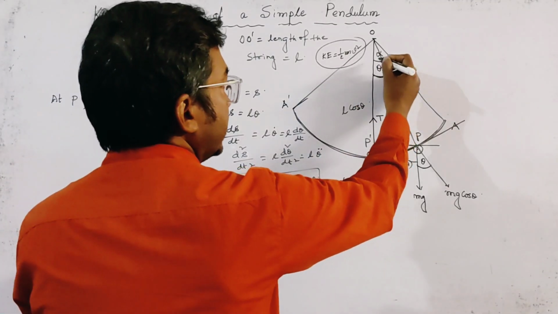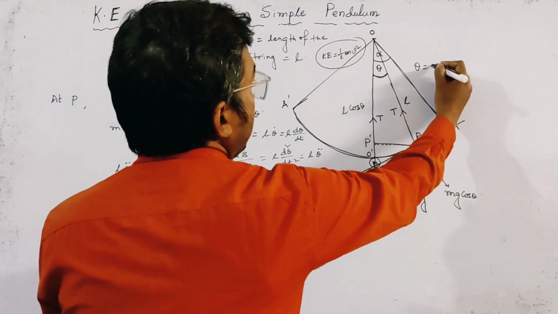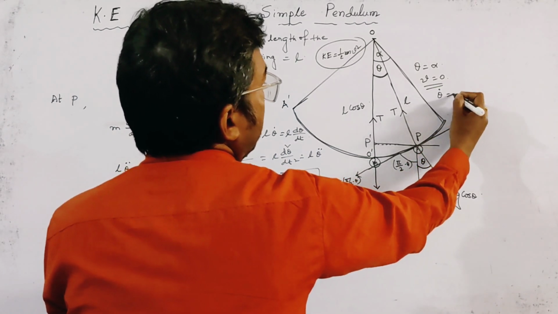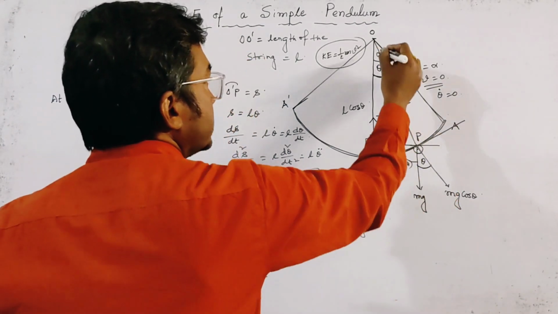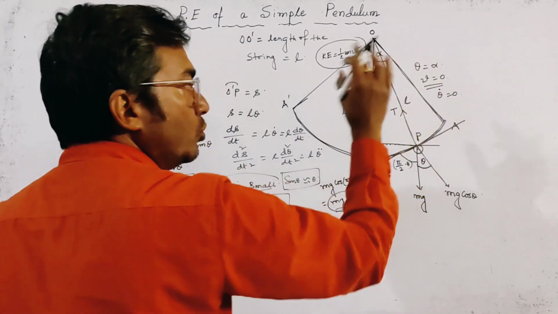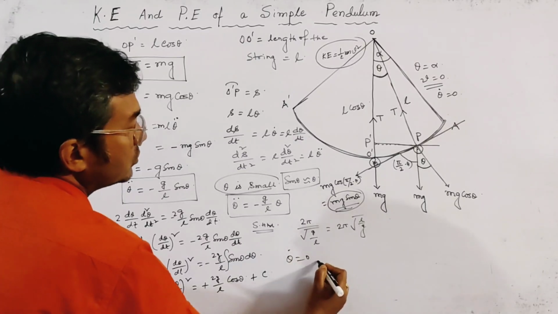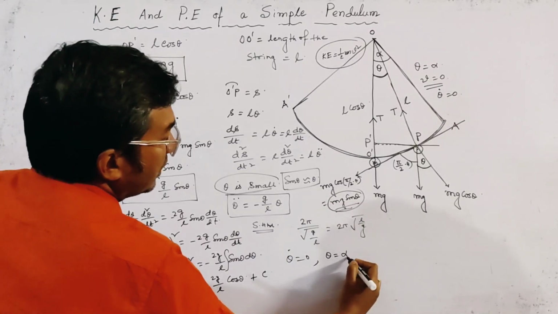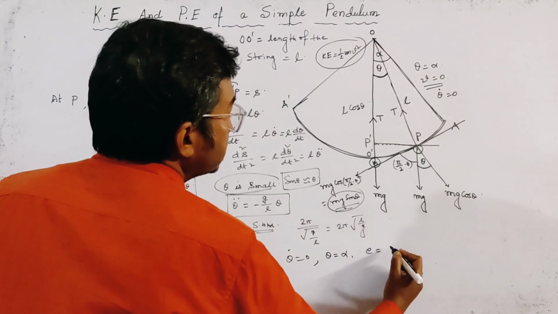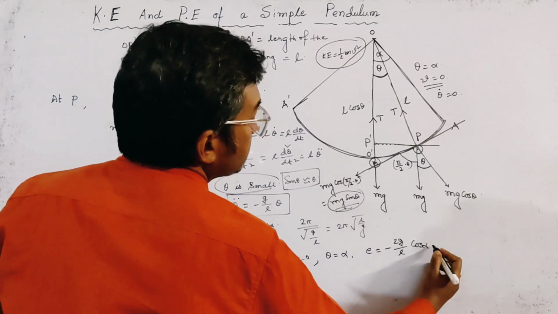Here we take the initial condition where theta is equal to alpha, then velocity v equal to 0, and in this case theta dot equal to 0. Okay, because this is the maximum point where the bob starts to move. So we put theta dot equal to 0 where theta equal to alpha. Okay, so we get the result C equal to minus 2g by L into cos alpha.